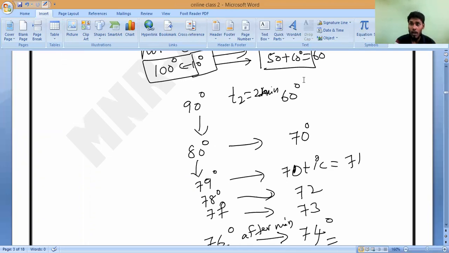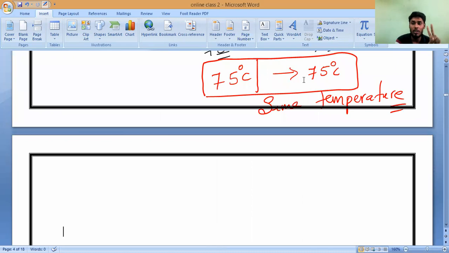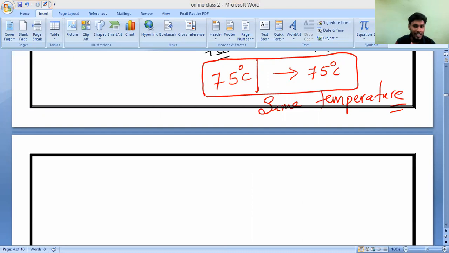It will transfer till what? Is it throughout the life? No. Till both bodies attain the equal temperature, the same temperature. Once they both acquire the same temperature, the transfer of heat will stop. Is it yes or no? Yes, sir. So that is the point you should write here.